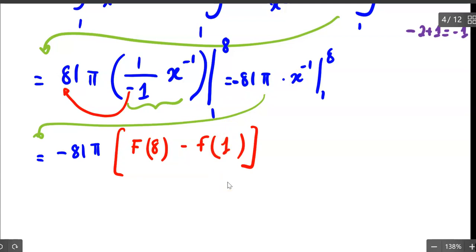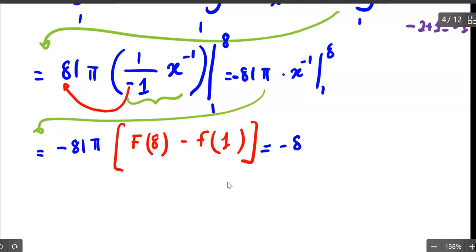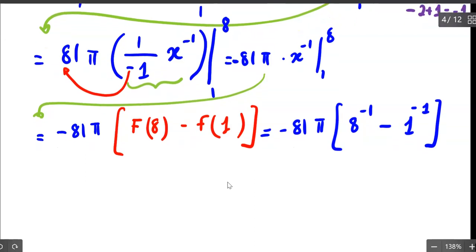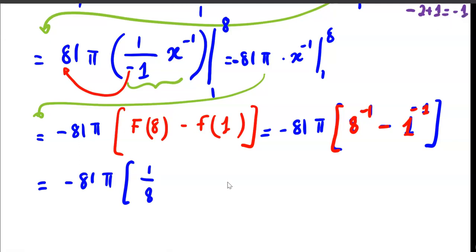Okay, so then it will be equal to minus 81 pi multiplied by a to the exponent minus 1, subtract 1 to the exponent minus 1, and close this. Apply the fundamental theorem of calculus. Okay, so maybe I should write it like this for everyone to realize that I apply the fundamental theorem here. Okay, so now I will have minus 81 pi. So what is a to the minus 1 is 1 over 8. What is 1 to the exponent minus 1 is just 1.